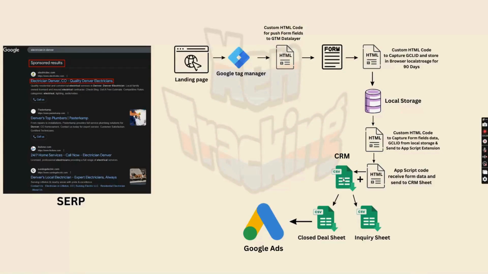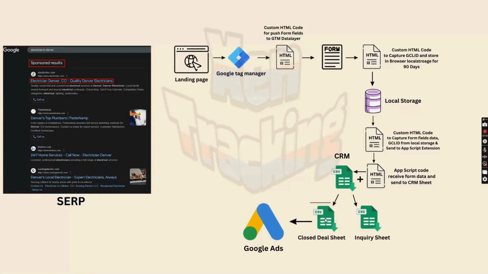Then we create two additional sheets connected to the parent CRM. The first sheet is the inquiry sheet. When you are reviewing, verifying, or negotiating with a lead, you can simply change the status to inquiry. Once the status is changed, the system automatically moves the lead to the inquiry sheet. Next, we create the closed sheet. When a deal is confirmed, you can change the status to closed. The system automatically transfers the lead to the closed sheet.